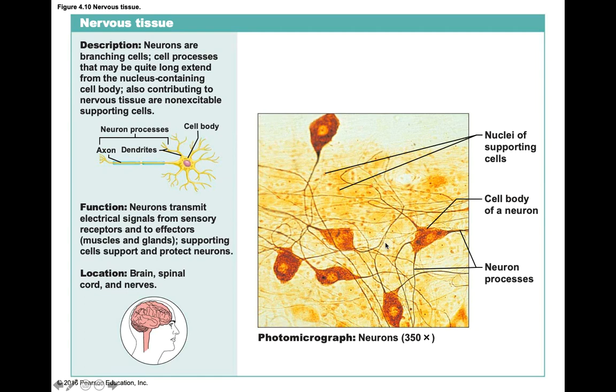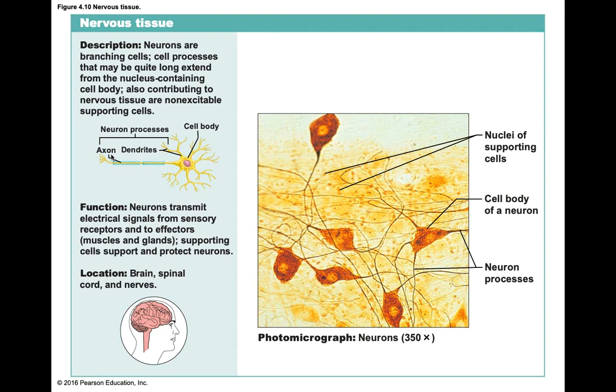The cell processes that can be really, really long extend from the nucleus-containing cell body. You have very long little branching finger extensions here on our neurons. There's a really long one in your leg that controls all of the little nerve fibers in your foot. So they're calling these the neuron processes here. Our dendrites are little tiny finger-like extensions that come off of the cell body itself. You have the axon here.